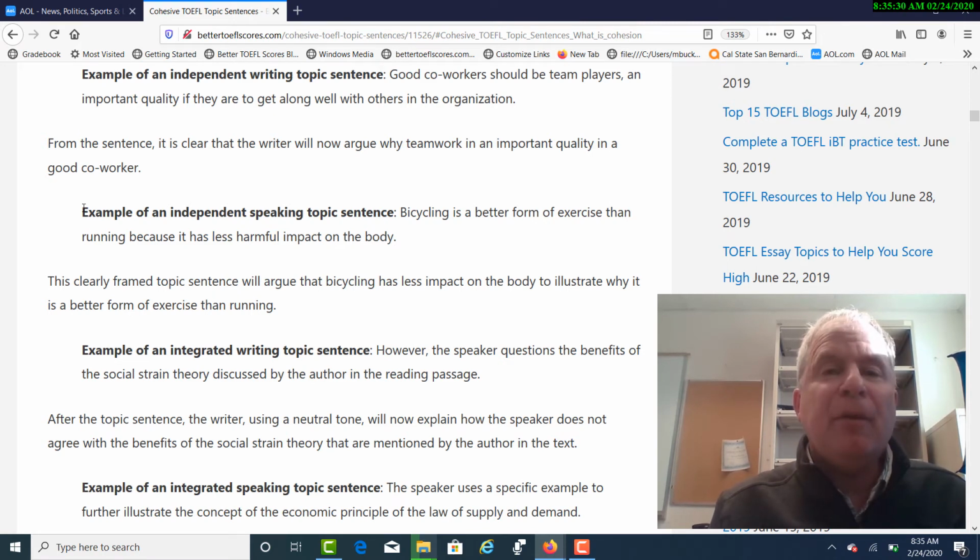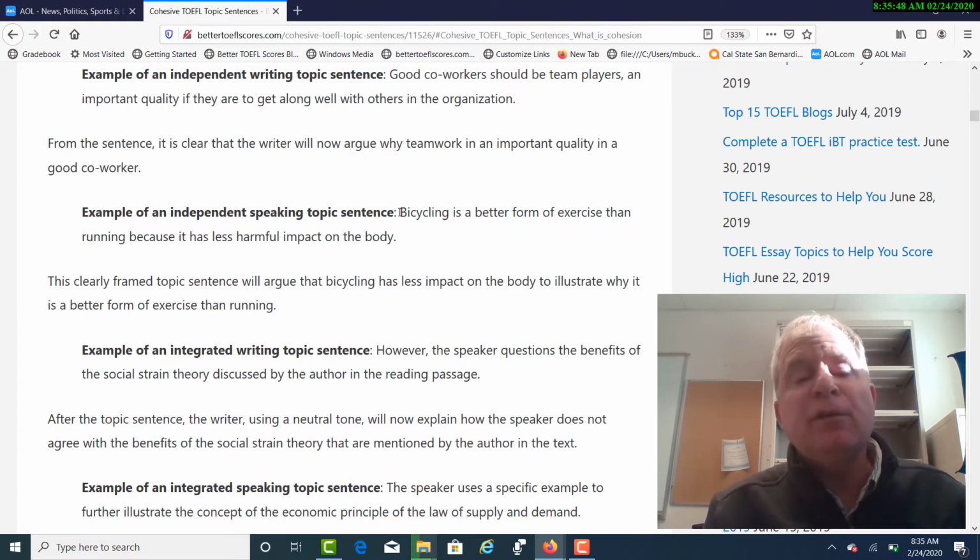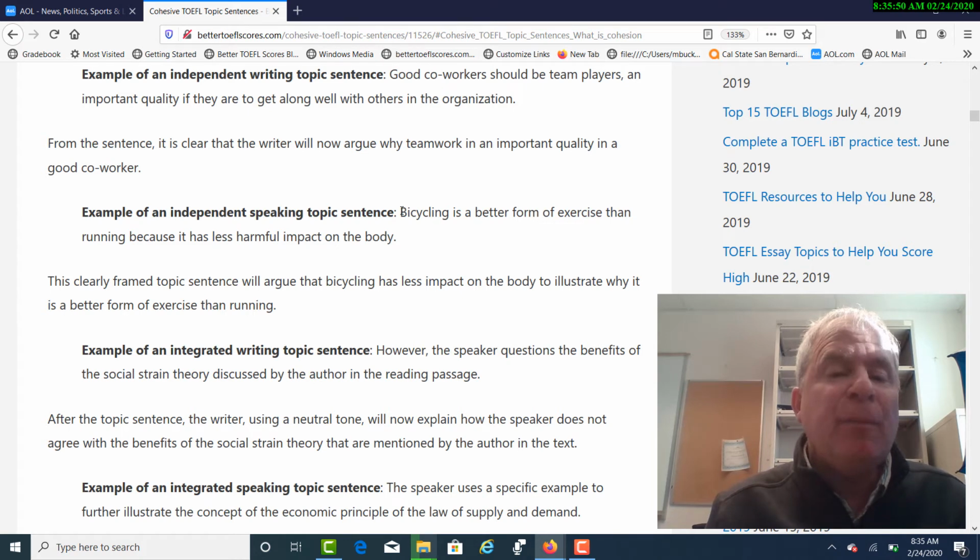Okay, let's take a look at an example of an independent speaking topic sentence. Let's say you have a question: what is the better form of exercise, bicycling or running? The speaker says, "Bicycling is a better form of exercise than running because it has less harmful impact on the body." So again, the speaker here is making a claim, an argument. Bicycling is better than running because it has less harmful impact. So the writer has to prove that.